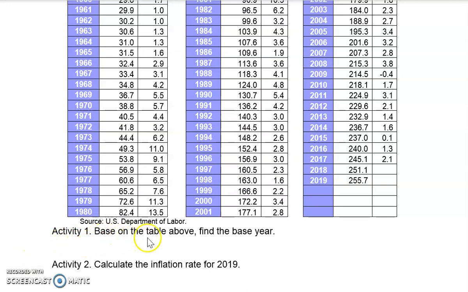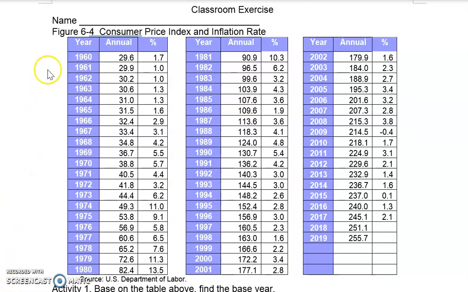Activity number 1 says, based on the table above, find the base year. Remember base year? Base year's Consumer Price Index must be equals to 100, right? Because that is the base year. So take a look at this table. Do we find 100 under annual? Because that is the annual CPI. Let's see. Oops. Higher than 100 now. This is below 100. And then the rest of them are all higher than 100. So where is 100? We can't see it, isn't it?